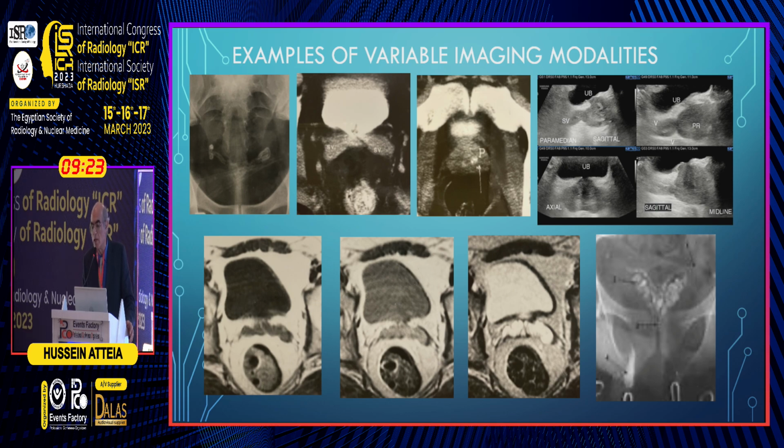plane, in the axial plane. Also, if you go a little bit in midline, you'll see both ampullary portions of vas. You could see them here readily without using even transrectal.